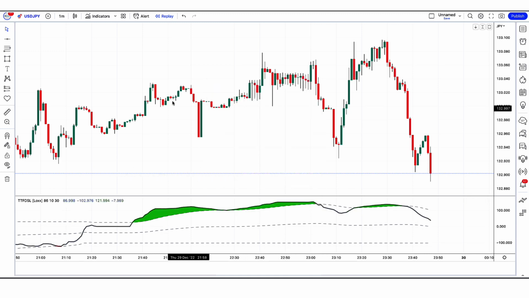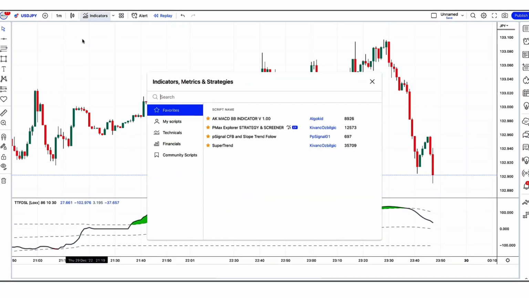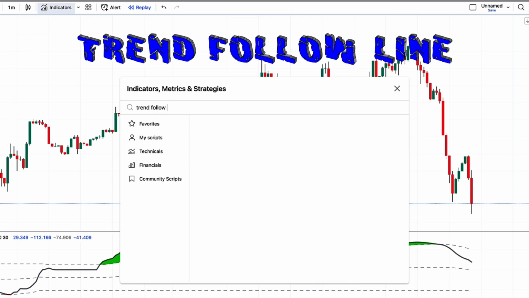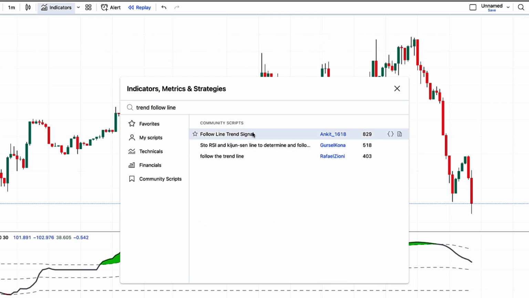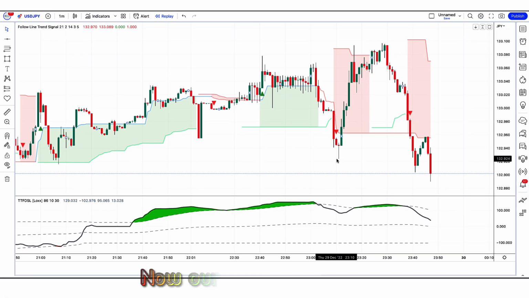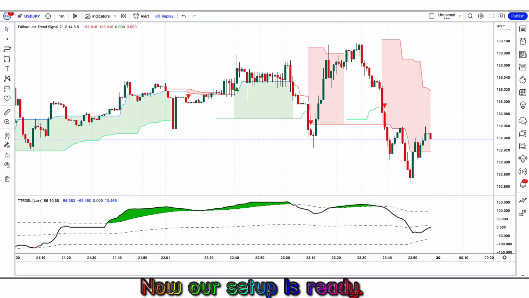After that, we have to apply another indicator on the chart. We will search trend follow line in the search box of TradingView. After that, we have to click on follow line trend signals option. Now our setup is ready.